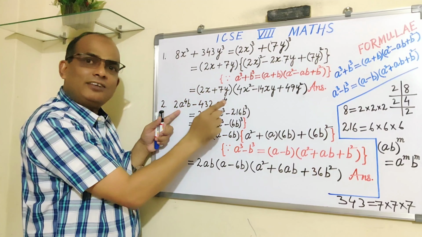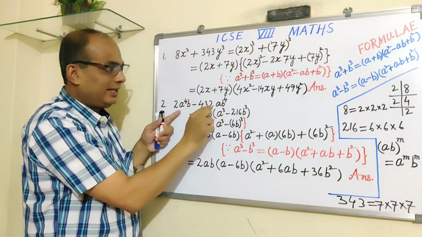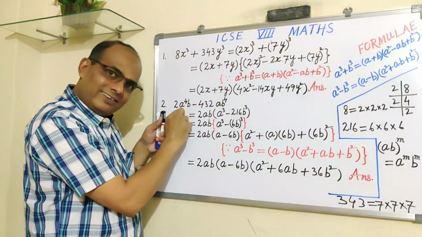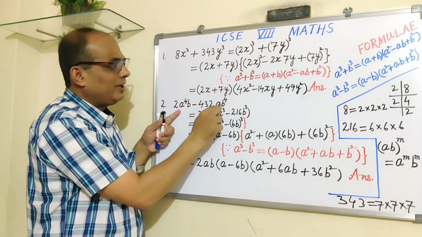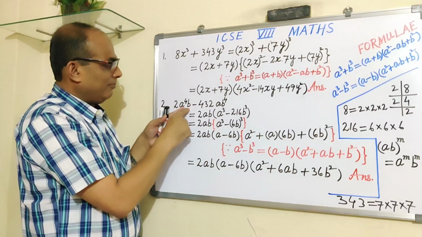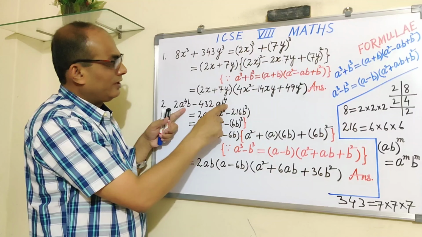So a raised to the power 1 is common. A raised to the power 1 is here also, here also. A raised to the power 4 is here, but it's not here. This is b raised to the power 4. So a is common. Now what about b? B is here also and here also.